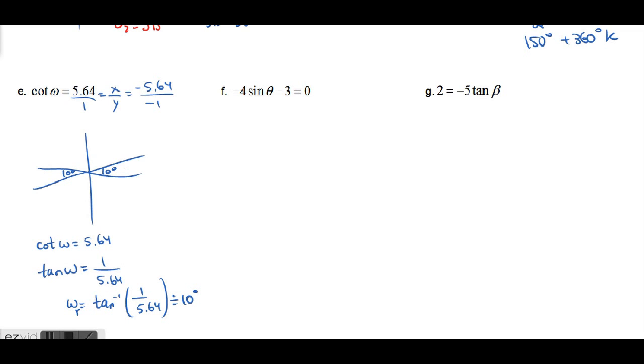And to finish this off, you would just say theta 1 is 10 degrees, theta 2, rotation, is 190 degrees approximately. This is not exact. All right, and in general, oh, I should have said omega, not theta, because we don't have thetas here. So this is omega 1, omega 2, and then in general, this is 10 degrees plus 180 k.